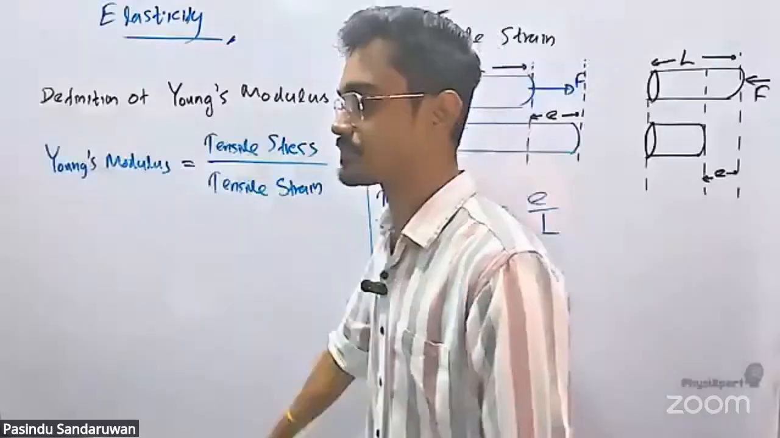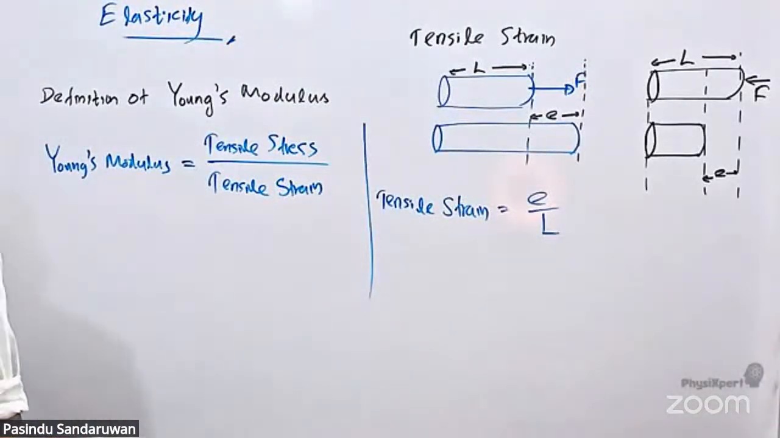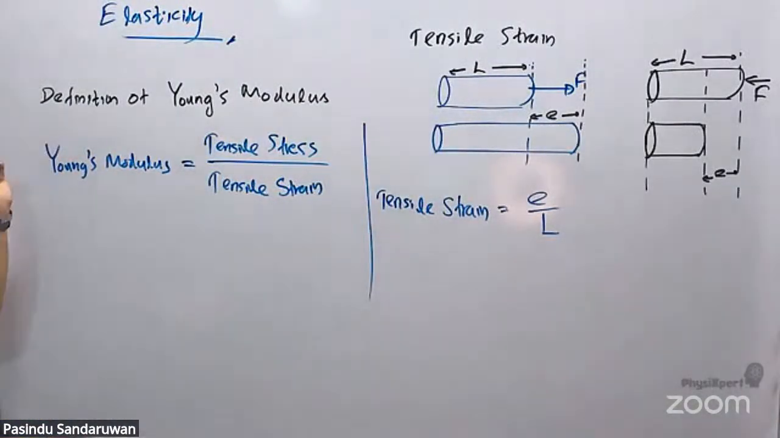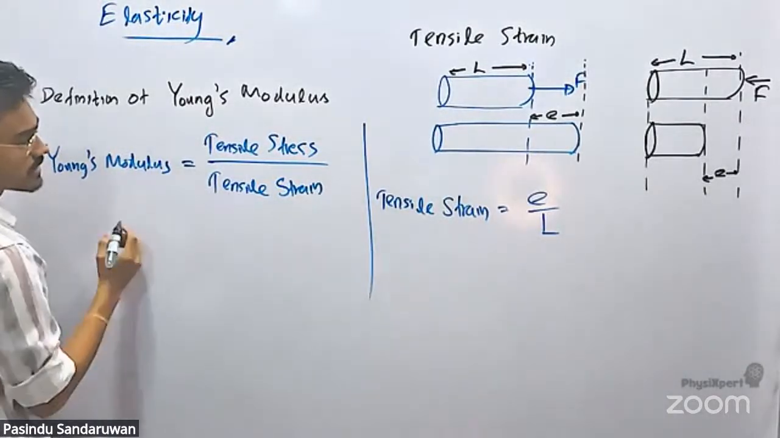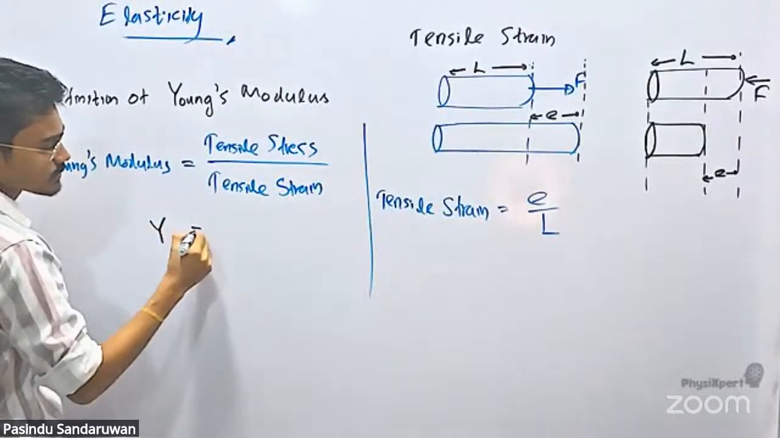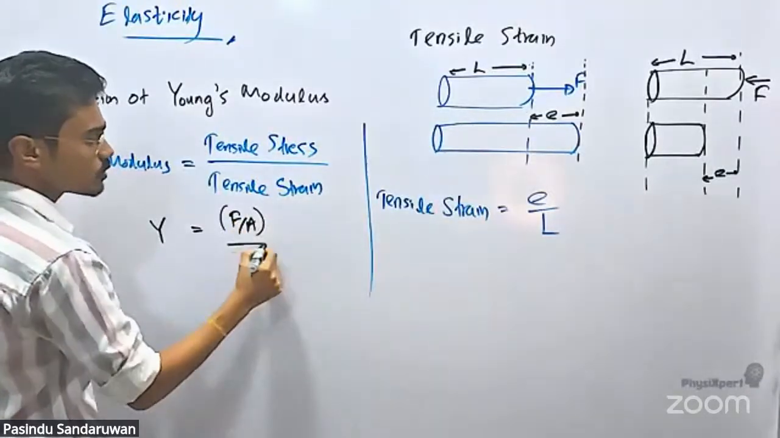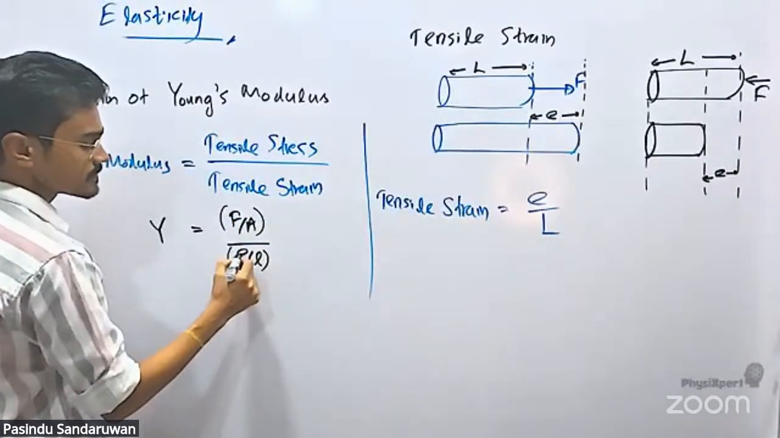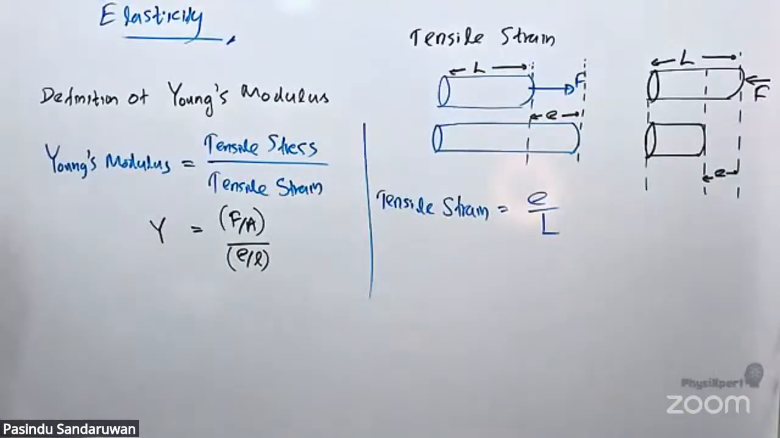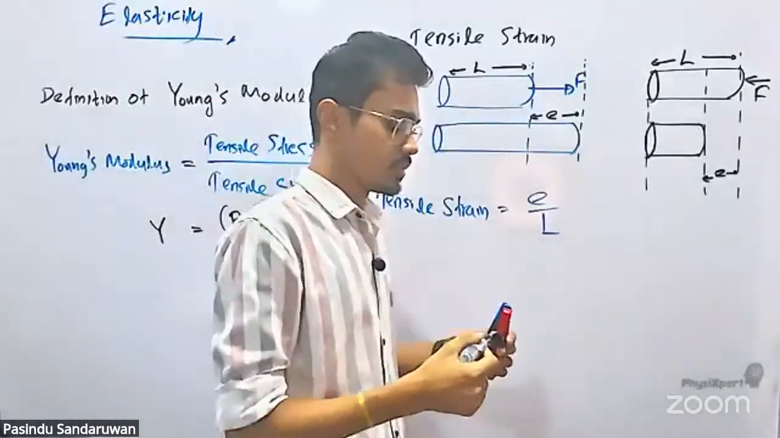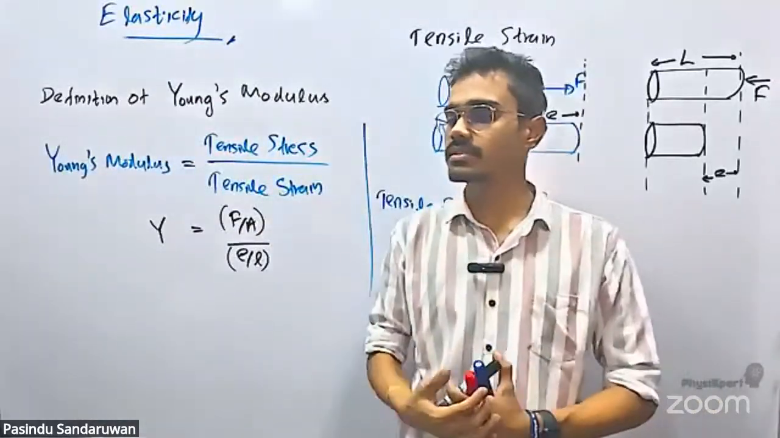So write down the definition of Young's modulus. Young's modulus equals tensile stress over tensile strain. Now, let's write the equation as well. Young's modulus is denoted by Y, tensile stress F over A, over tensile strain E over L. Write it down this way. For L, you can use either small l or capital L, that doesn't matter.